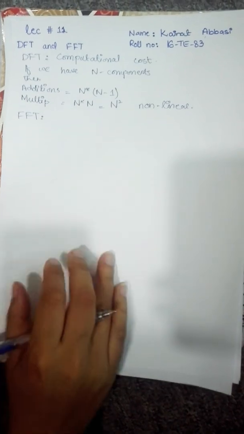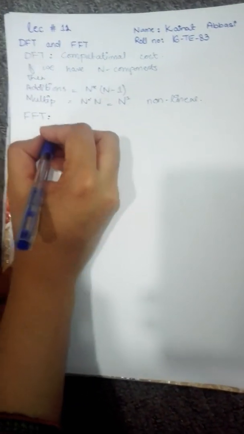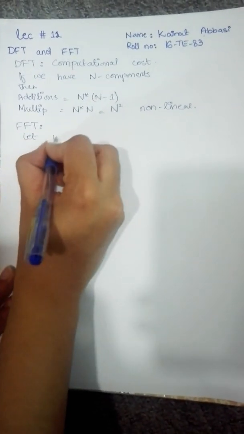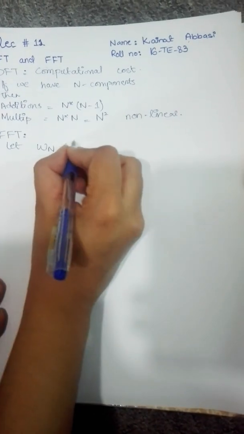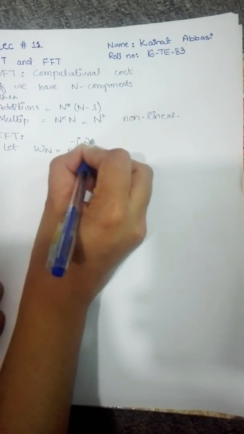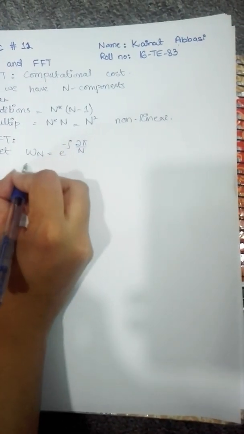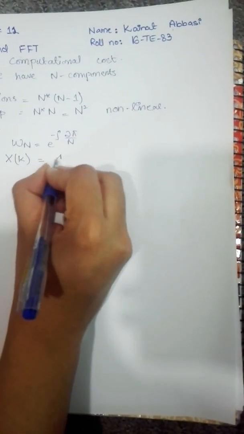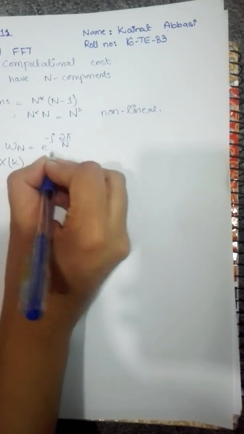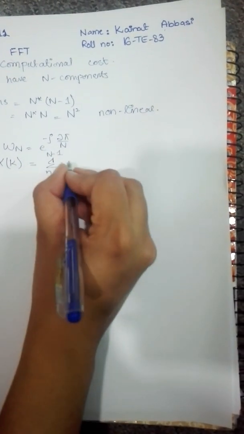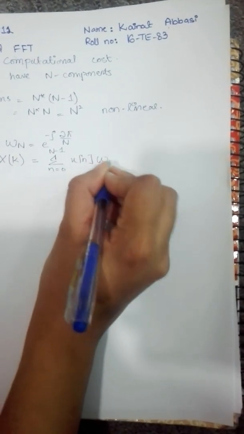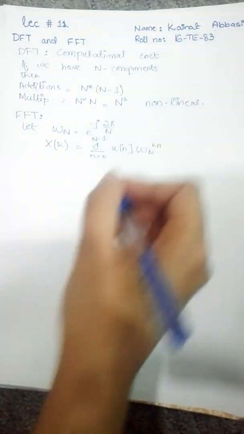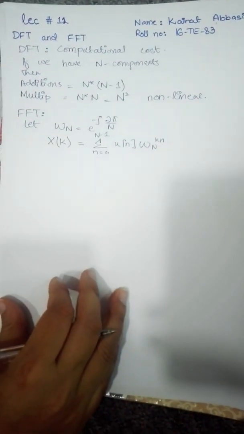What is fast Fourier transform? Let W of n be equal to e raised to the power minus j 2 pi n. Then the formula for computing the transform is X of k is the summation n is 0 to n minus 1 x of n W of n into kn. We consider a unit circle.